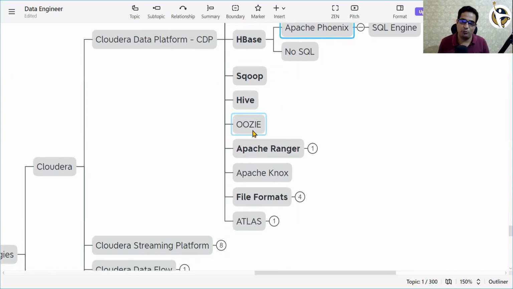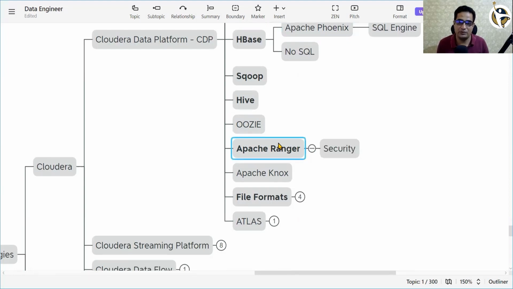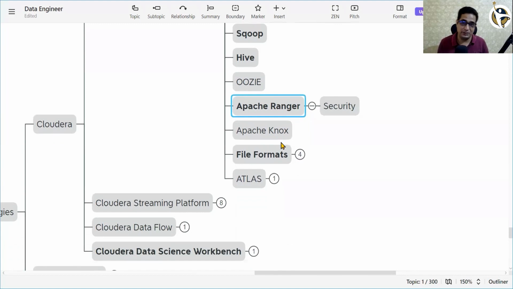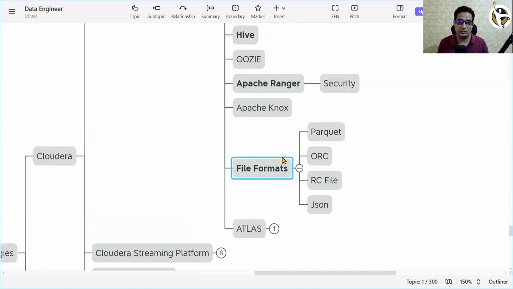Hive, again, a very popular and powerful SQL engine. Oozie is for scheduling, as we saw in the previous topic of data scheduling. Apache Ranger is mostly used for security, meaning authorization and authentication. In case of Hive, you can give column or row level access also, and that can be managed using Apache Ranger. Apache Knox is again a popular tool to set up your proxy server.